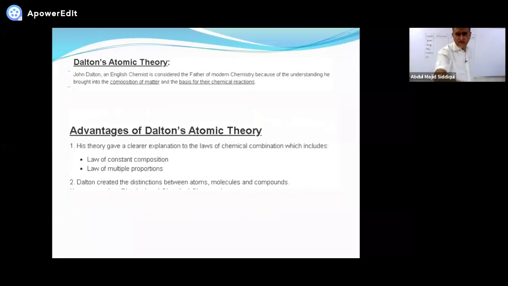And this you should know, what are the advantages of Dalton's atomic theory. Means if you have a topic, you write a note on Dalton's atomic theory, then what will you do? You will write the postulates. You write the postulates of Dalton's atomic theory, and after the postulates, just to increase the weightage, write advantages of Dalton's atomic theory. Already discussed. Okay?